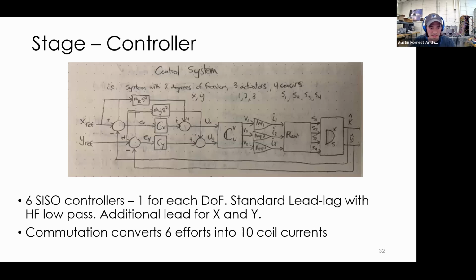Here's what the controllers looked like. This is not exactly my controller. There would have been too many lines on it with all the different degrees of freedom.